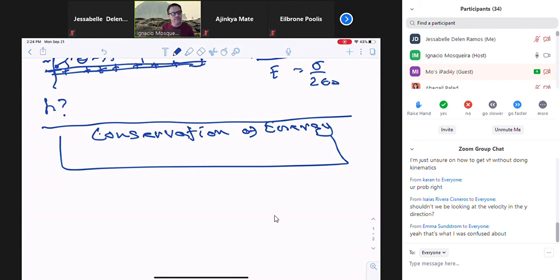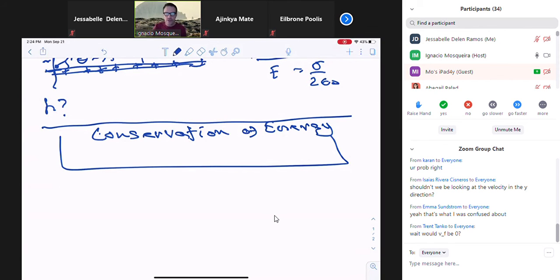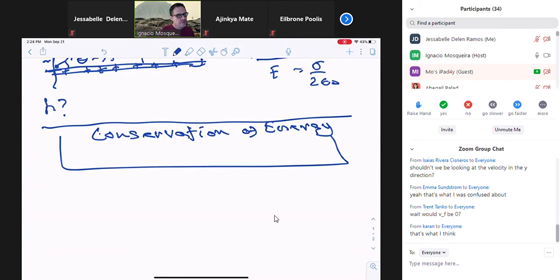So you couldn't solve for H without knowing VF. There's nothing wrong with your formula, but I couldn't possibly solve it without VF. Now, what is VF? This is the condition at which the thing reaches the top, right? You're going to the highest possible. So Trent says VF equals 0. So you're saying at the top, the electron is not moving. Is that true? Only in the y direction. So it's only moving.